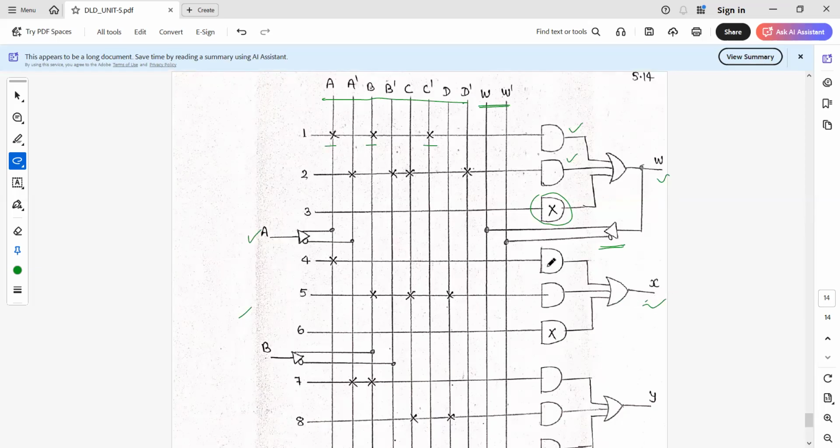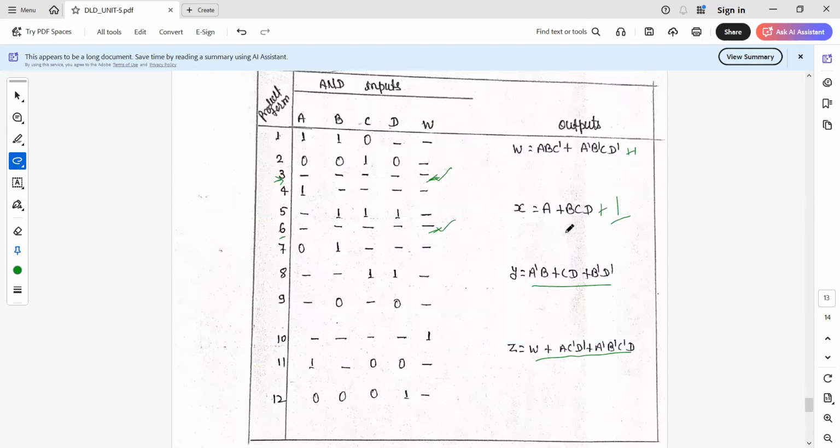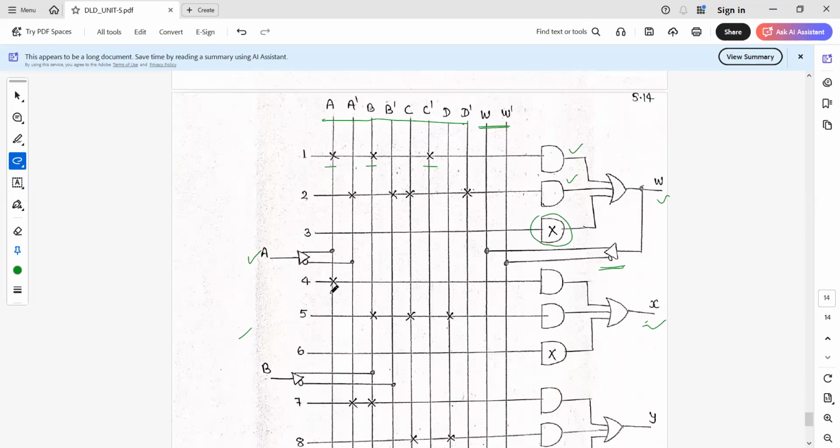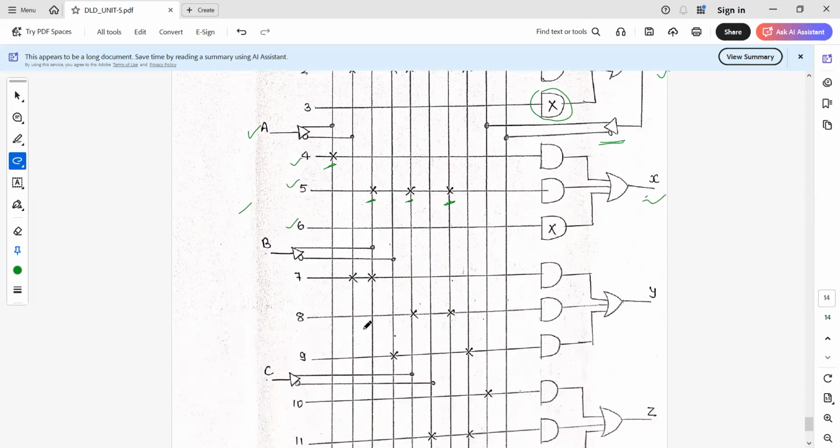Again, here we have two product terms, and those product terms are connected. In the case of X, one term is A, so that A is connected here. Another is B, that is connected, then C, then we have D, so BCD. Those connections are given. So for the two product terms, both connections are given here. The third one is the false one.